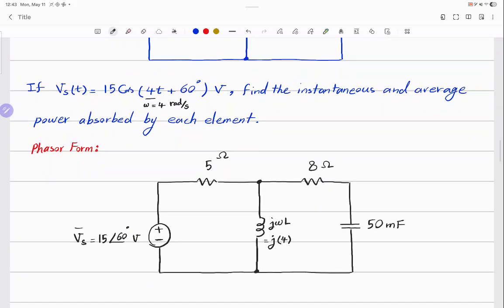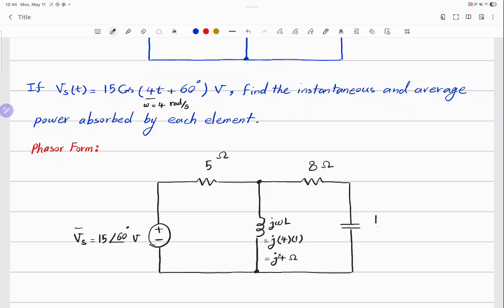What is L? It's equal to j4. Jonathan, again, what's the unit of impedance? Always ohms. The 8 ohm is 8 ohm. How about the capacitor? Next one, William.